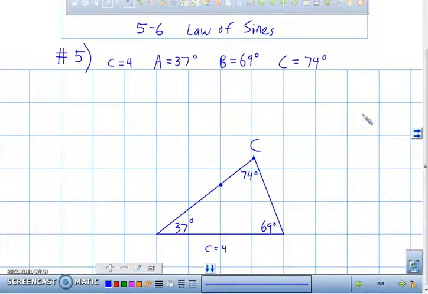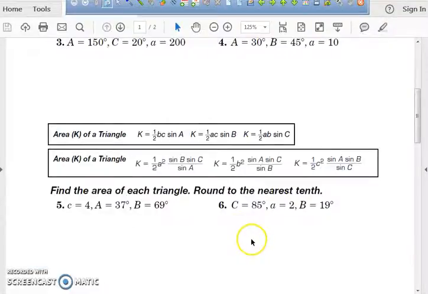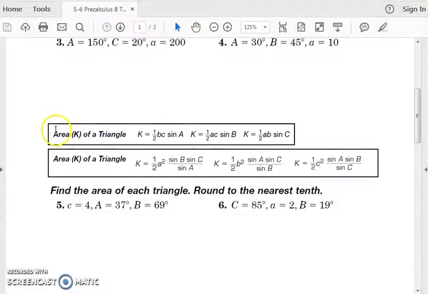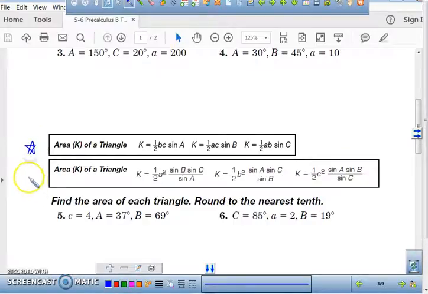Continuing with the law of sines. There are some rules to the law of sines that allow you to find the area of a triangle, not just the length of the side. So if we go back to our page right here, everybody, it's very important that you write these formulas down in your journal. They're not necessarily easy to remember, but there is a pattern.